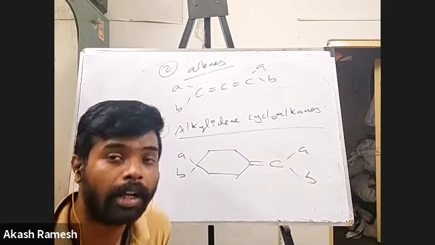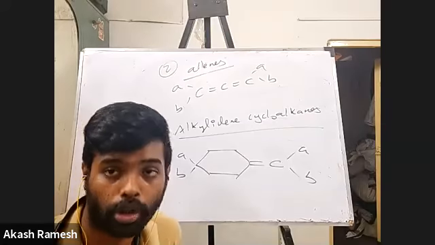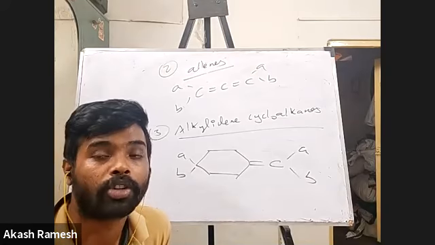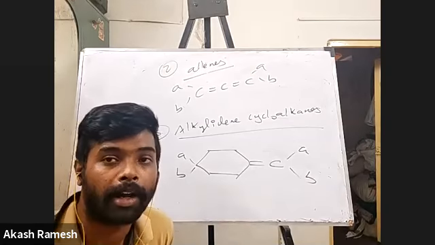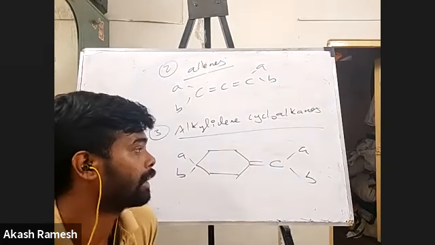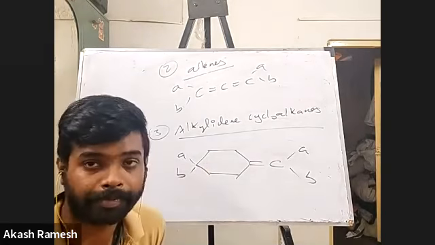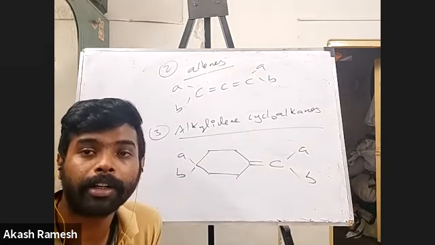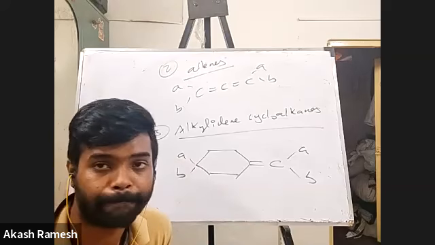In biphenyls, they should be unsymmetrically ortho-substituted. In the case of allenes, you have to make sure that the two groups on each of the carbon atoms should be different, or all four of them should be different. And in your alkylidene cycloalkanes, again, this side and that side, the two groups must be different, or all four of them should be different.